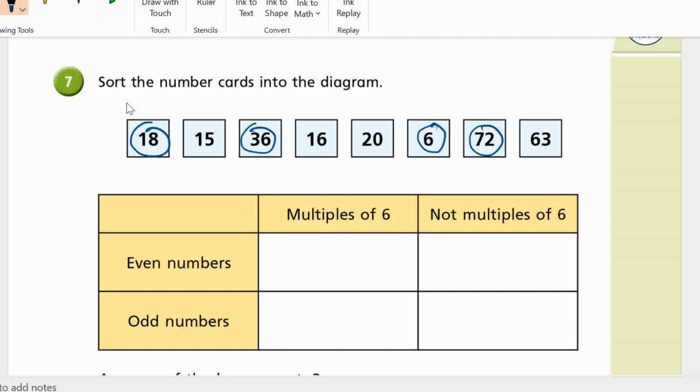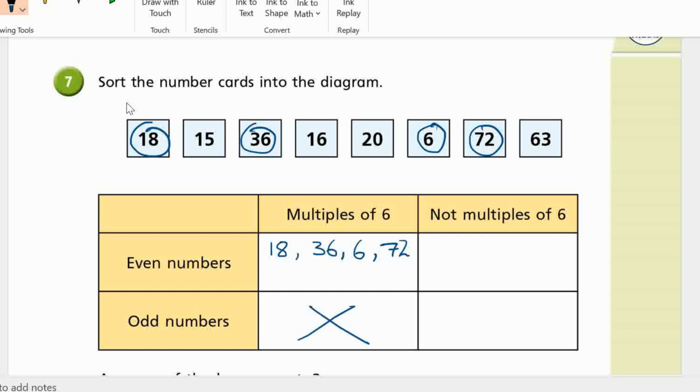Right, so 18, is that an even number? So we put 18 here. 36, is it even? 6, is it even? 72, is it even? Good. Right, there's no odd numbers in the 6 times table, so not multiples of 6, even.